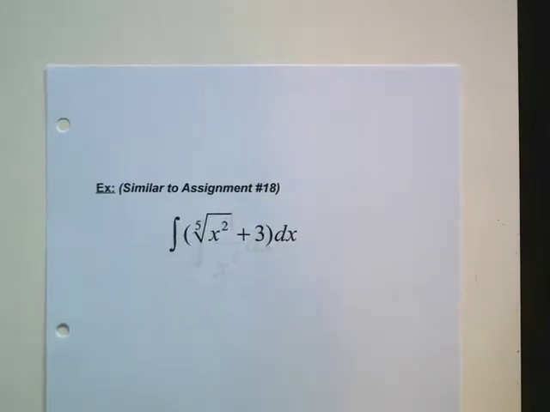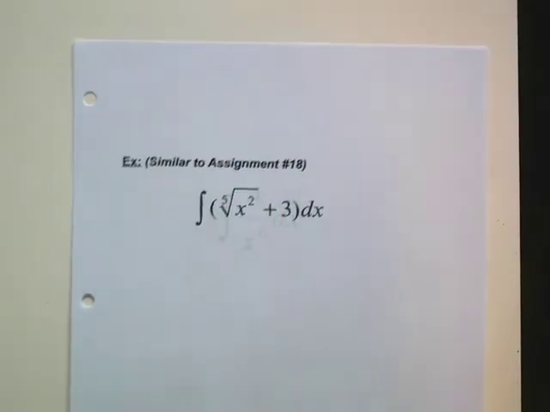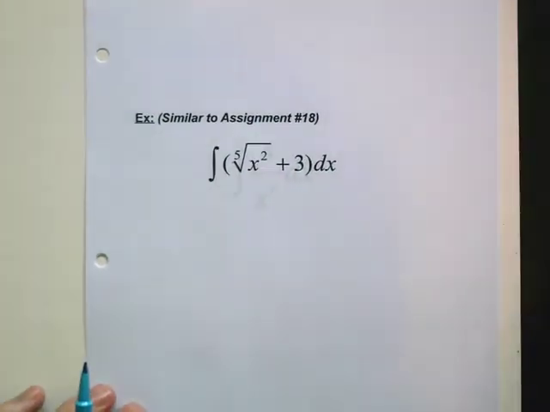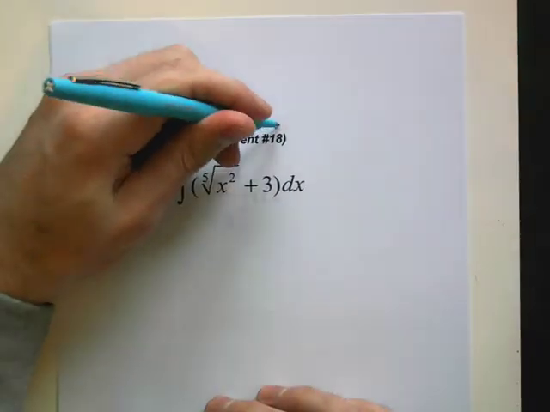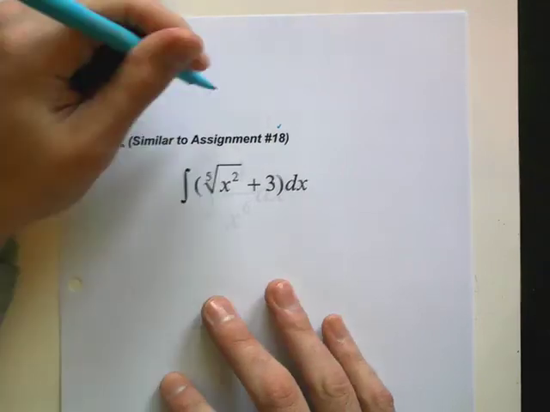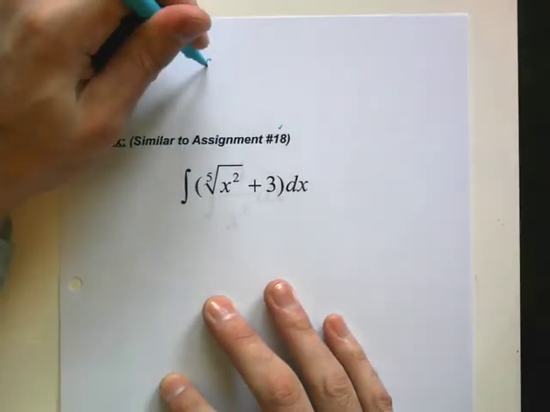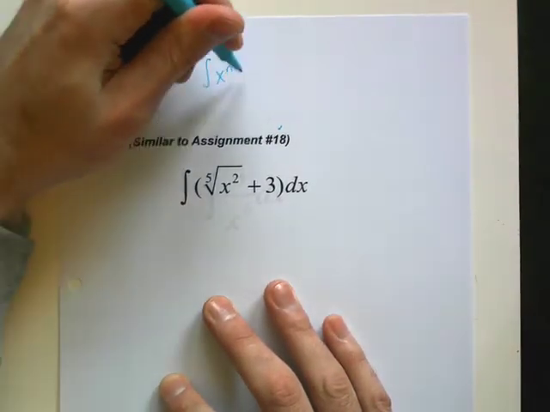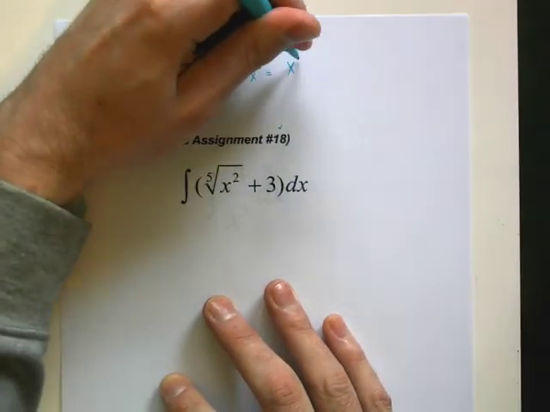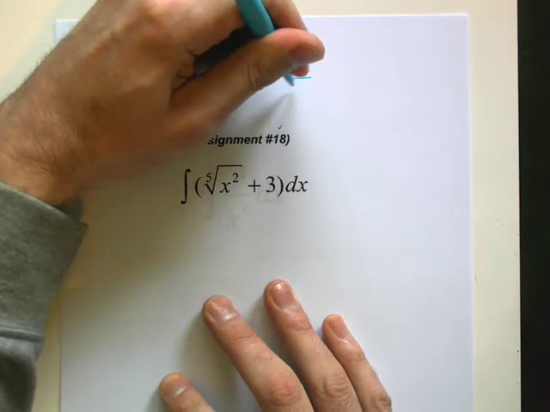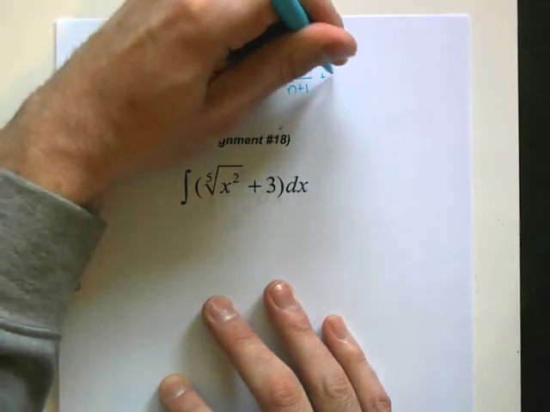Okay, let's try a couple more examples. This one I want to give us an opportunity to work with some radicals. This one would be similar to number 18 on your homework. Again, I kind of lost it here, so I'm just going to rewrite this up here. The integral of x to the n is equal to x to the n plus 1 over n plus 1, plus your constant.